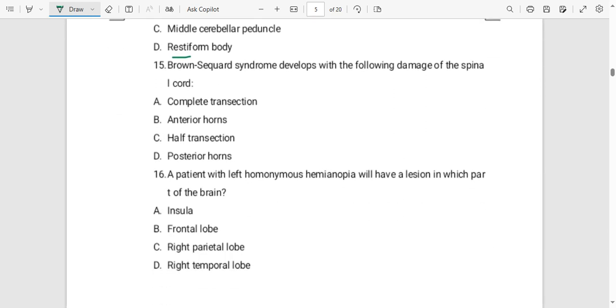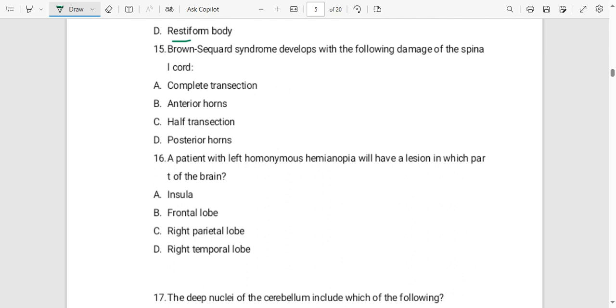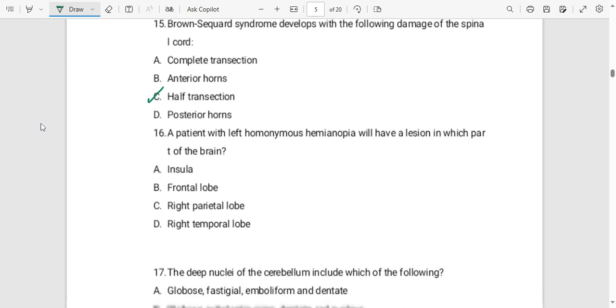Number 15, Brown-Séquard syndrome develops with the following damage of the spinal cord: complete transection, anterior horn, half transection, posterior horn. Which of the following damages of the spinal cord leads to that condition? Thank you so much. So, in this condition, it's only half of the spinal cord.